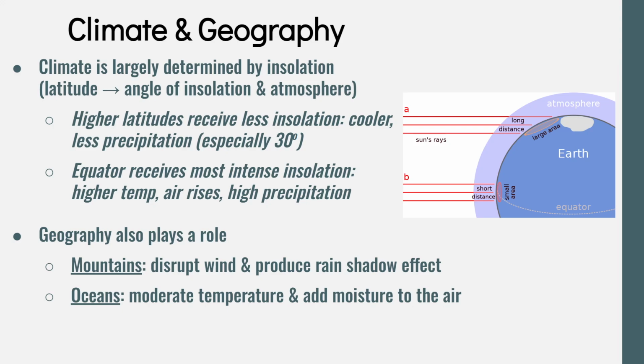The first is the location of mountains, which can disrupt the movement of wind and produce something called the rain shadow effect. And then we also have the location and temperature of oceans, which will generally add moisture to the air of nearby land and can moderate or stabilize the temperature, since water absorbs heat from the land when it's really hot and also releases heat to the land when it's really cold.